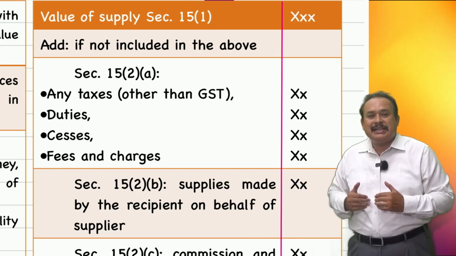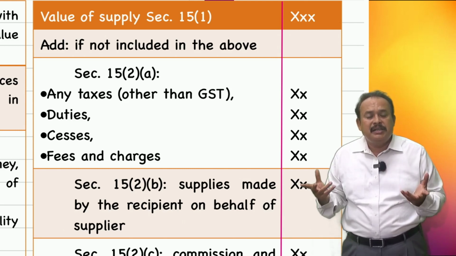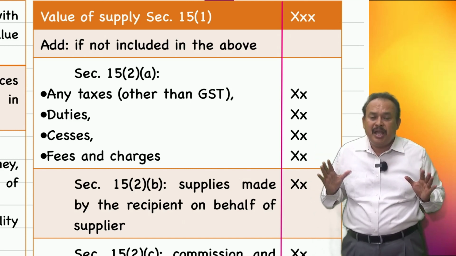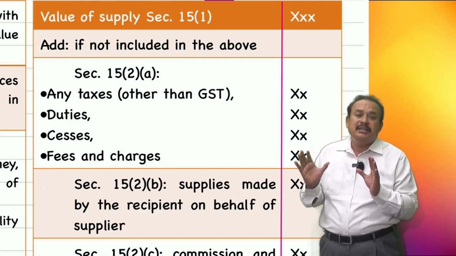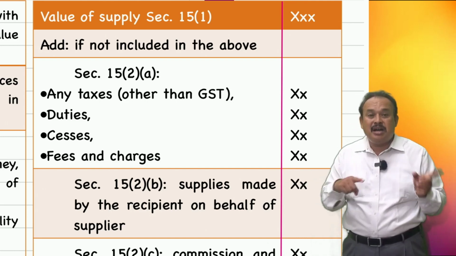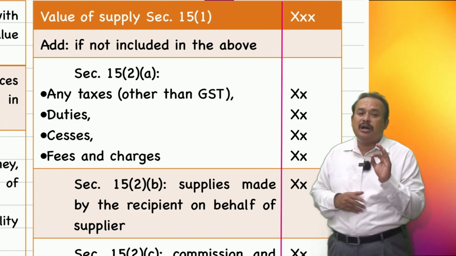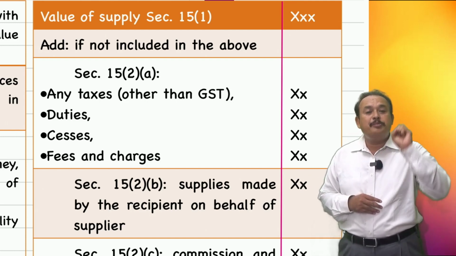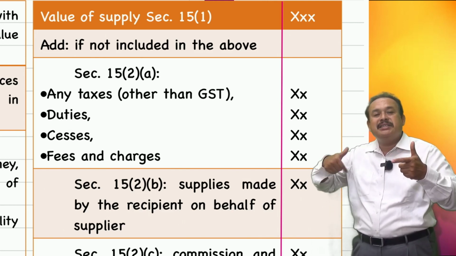After receiving the clarification from CBDT, CBIC said to the industry and department officers, tax collected at source under the Income Tax Act is not a tax, resulting that it is not covered under section 15 subsection 2 clause A. Therefore, such a TCS should not be included in the value of supply when you apply GST.